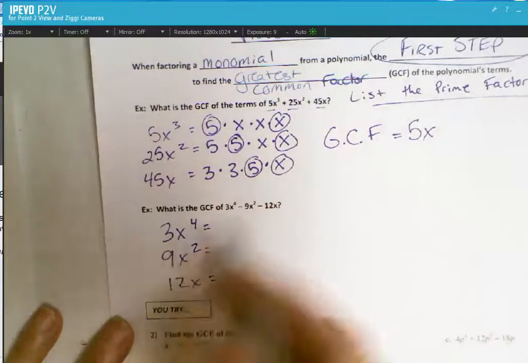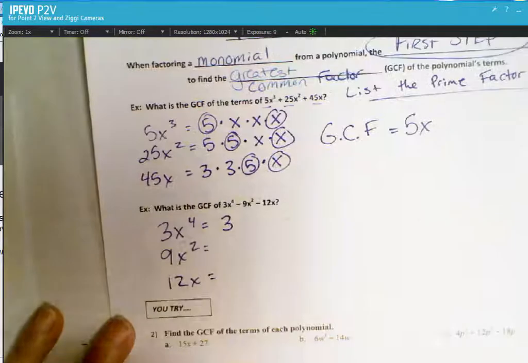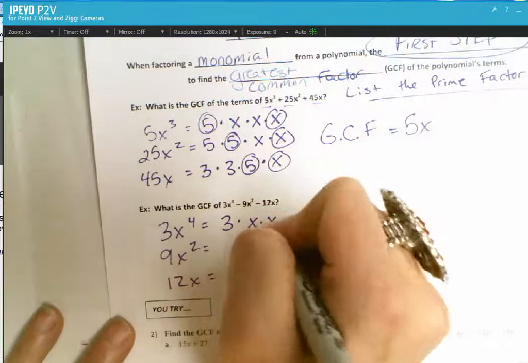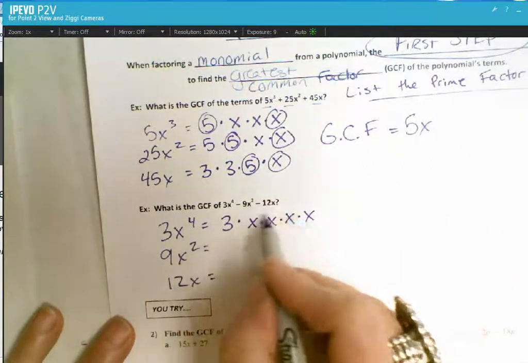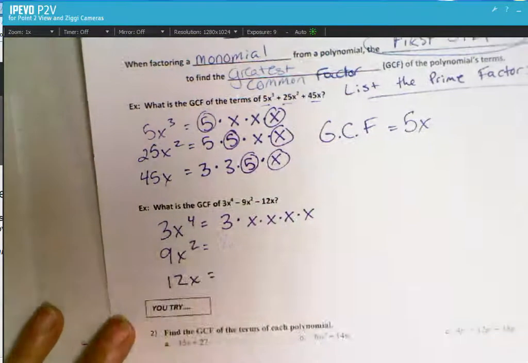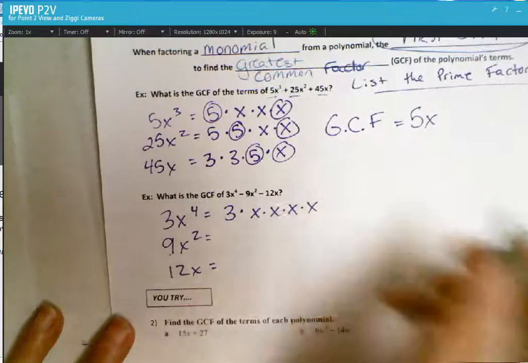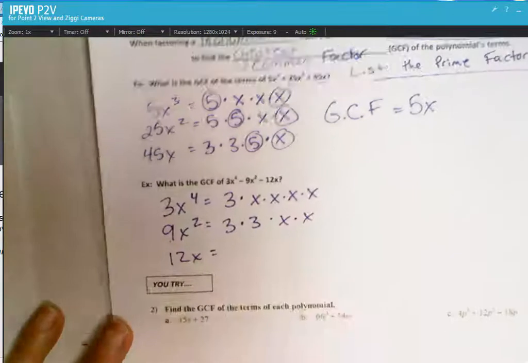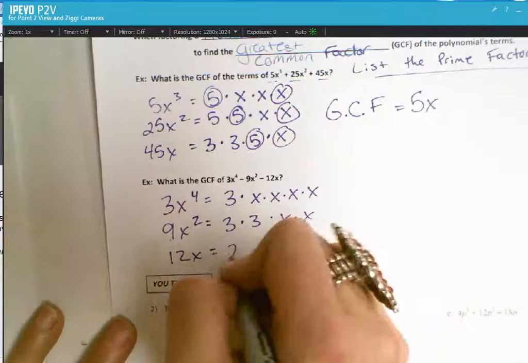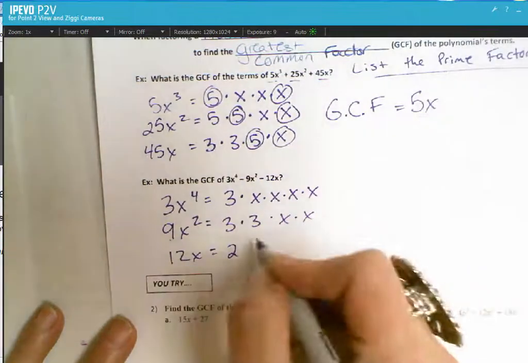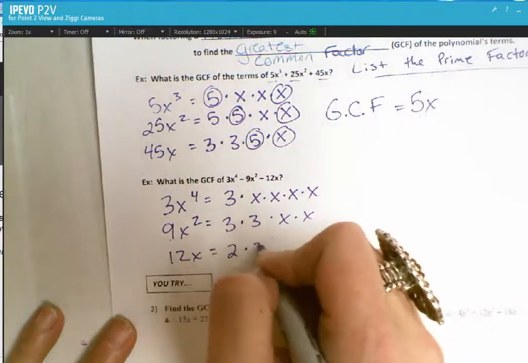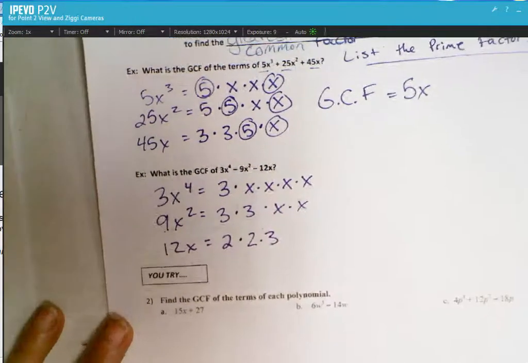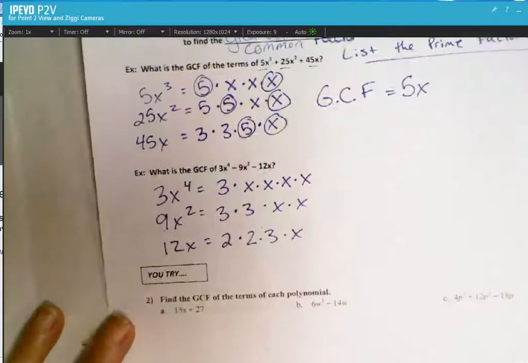So we know that 3 is just 3 times x 4 times, that's how I got 1 plus 1 plus 1 plus 1, which is x to the 4th. 9. 2 doesn't go in there, 3 does. 3 times 3 times x times x. 2 goes in there times 6, but 6 isn't a prime, so 6 is 2 times 3, so I can do that. And I have 1x that I'm going to multiply for.